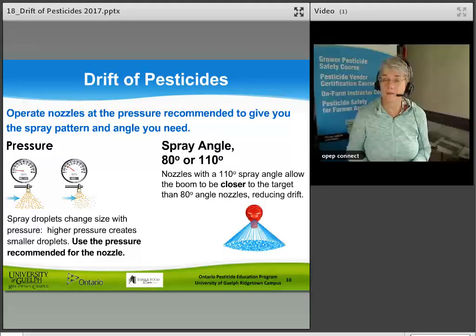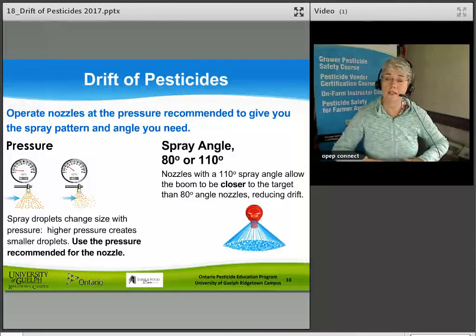Spray angle, 80 degrees or 110 degrees. Nozzles with that 110 degree spray angle allow the boom to be closer to the target than the 80 degree nozzles, so you're able to reduce drift. You're just getting the nozzle a little bit closer to the target.